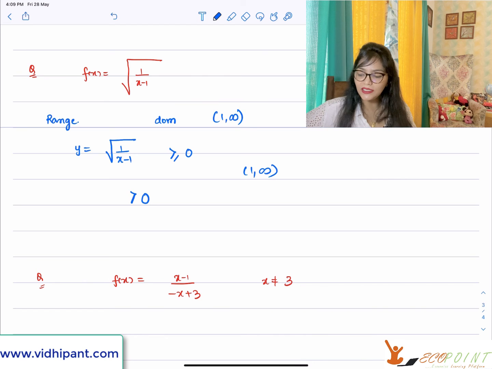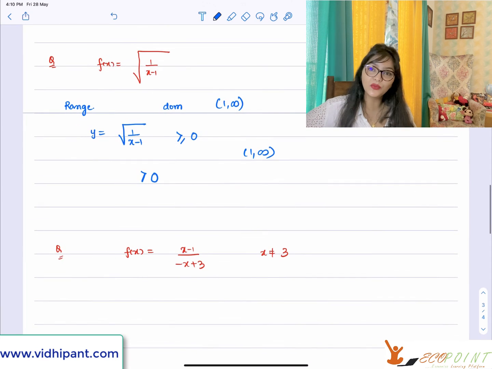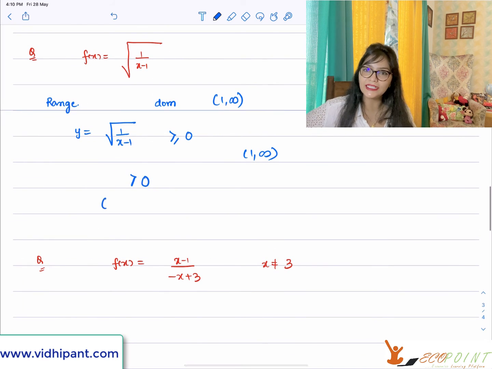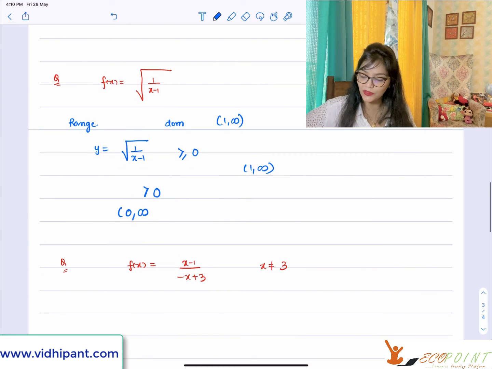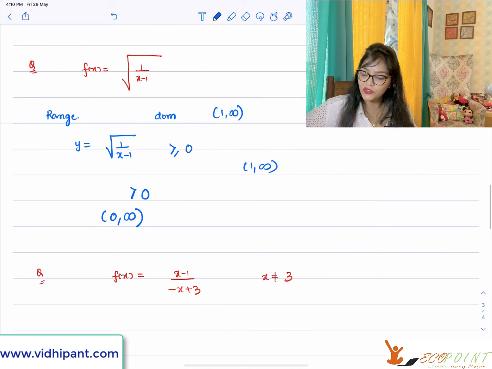You start with any input a little more than 1. You will always fetch a positive value, but it will not be 0. It will be 0 only at infinity. When x is equal to 1, at that time you get infinity. When x is tending towards infinity, the functional value y tends towards 0. So, this will be strictly greater than 0.